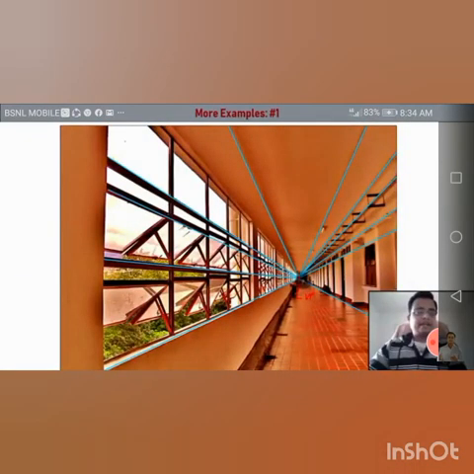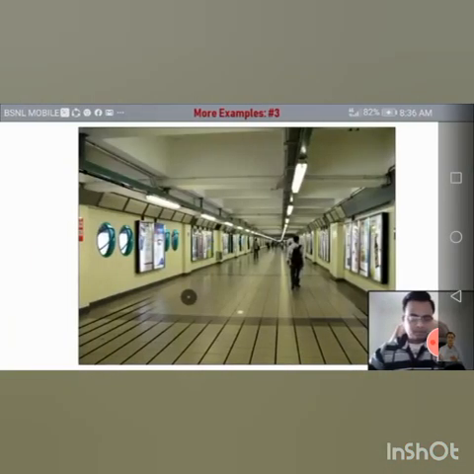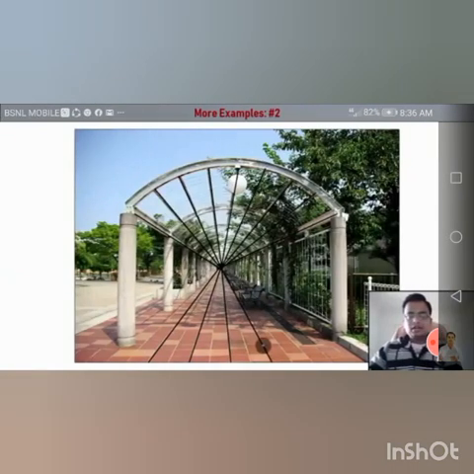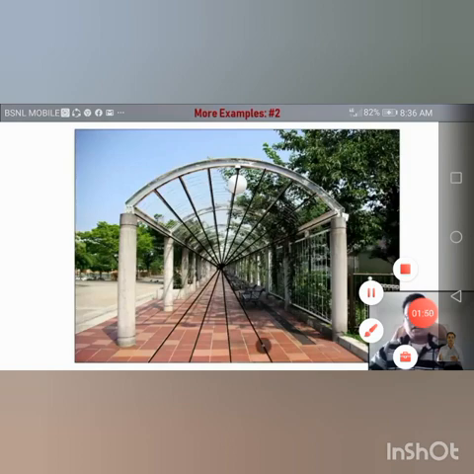Now see this corridor. All these lines from the roof, sides, rails, and the tiles converge to a common point. And now another hall or pathway in a railway station or airport. Here also everything converges to a single point called the vanishing point. And now this is another picture. Here also all these lines converge to a single point. The picture courtesy is to the presentation by Manas Patnaik on perspective projection.